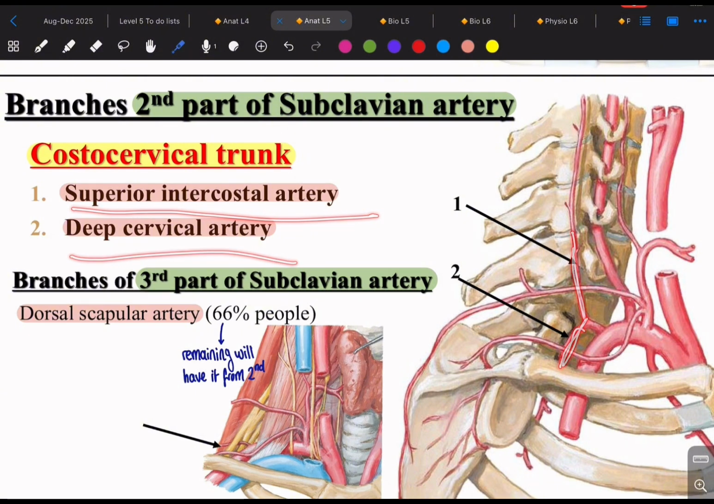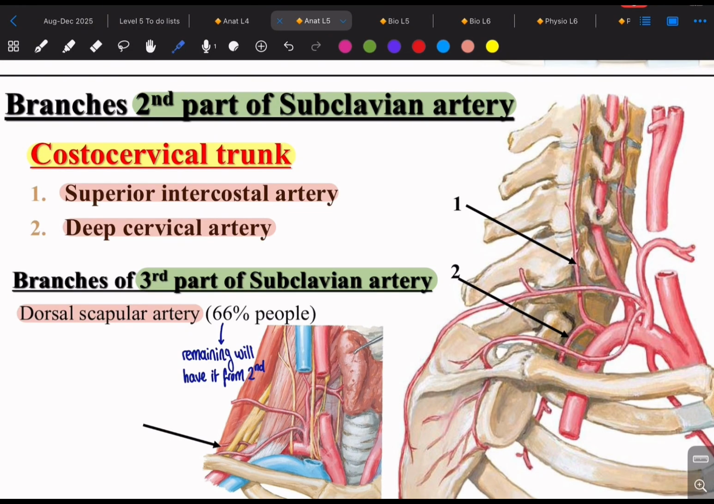These are going to be from where? They're going to be from the second part of the subclavian artery. So the second part gives us the costocervical trunk, but then it's going to give us 2 branches, which are the superior intercostal and the deep cervical. Okay? Then we have the last part of the subclavian artery.